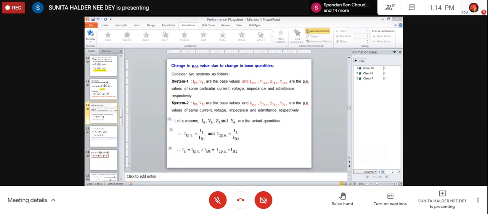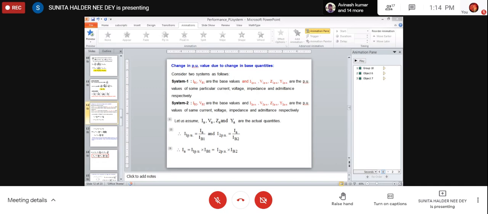Then let us assume A corresponds to the actual quantities. So IA, VA, ZA, YA are all actual quantities of the parameters. Then obviously, using base system 1, I1 per unit is IA by IB1. Similarly, using base system 2, I2 per unit is IA by IB2. Now IA is obviously the same because this is the actual value. Then if we equate IA, we can get an equation between per unit quantities and base quantities.